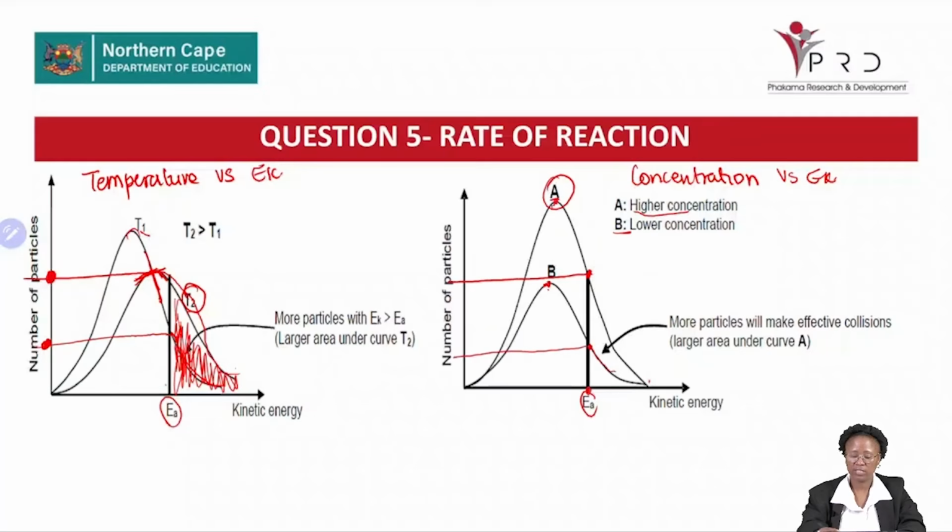Very much important. EA represents the activation energy, which is the minimum amount of energy needed in order for the reaction to do what? To take place. I hope you guys are able to see the differences, and this tip is going to assist you as you prepare for your final examination.